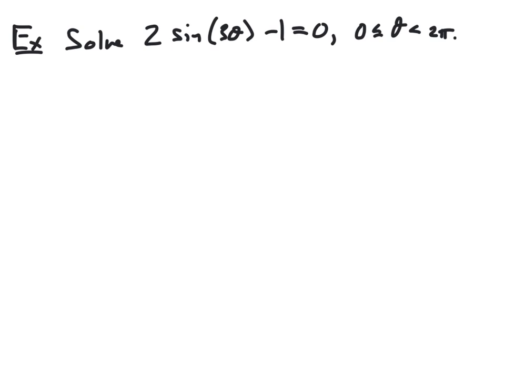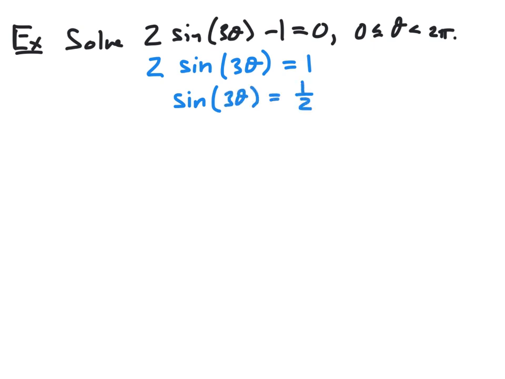We're going to start by solving this equation as if we were solving for the angle 3 theta. And so in order to do that, we would first add 1 to both sides to obtain 2 sine of 3 theta equals 1, and then divide by 2 to get sine of 3 theta equals 1/2. Other than the 3, this would be a very simple trig equation that we could solve. We have sine of some angle equaling 1/2.